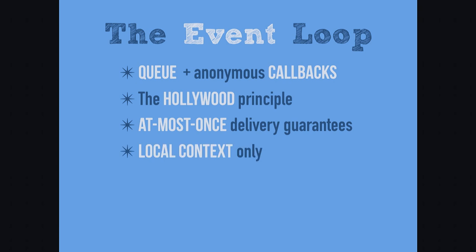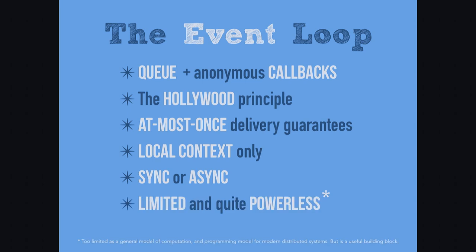It has a local context only. We've already talked about that: event loops and events in general don't have a notion of communication, addressing, etc. It can be synchronous or it can be asynchronous. They are usually asynchronous, but synchronous handover is also possible, and then you normally don't need the queue. I'd say it's quite limited in power, but it's an important building block on which we can build more high-level things.